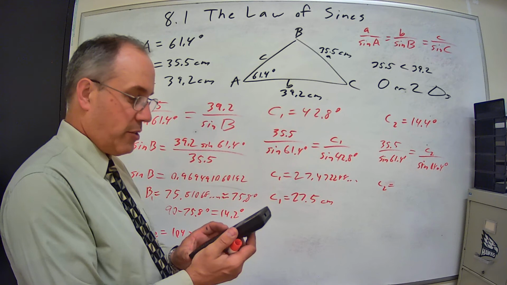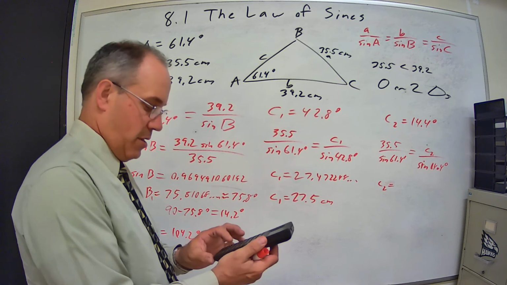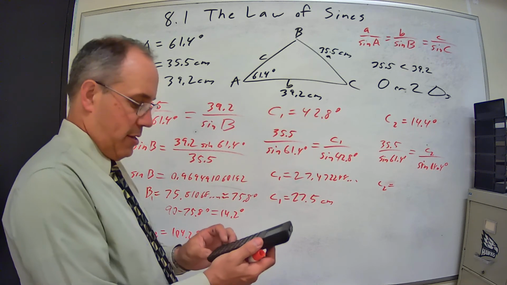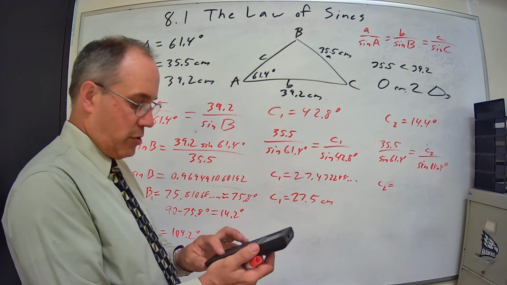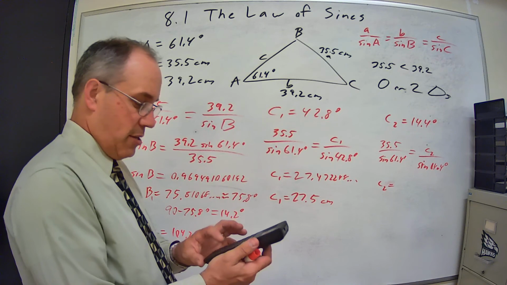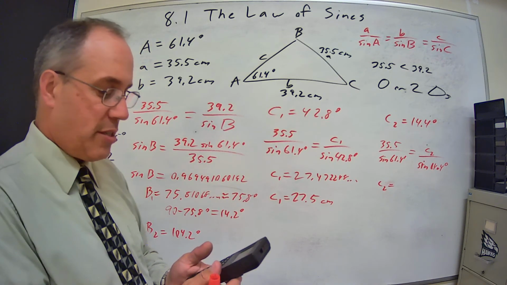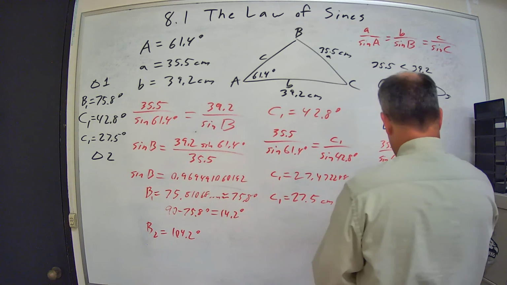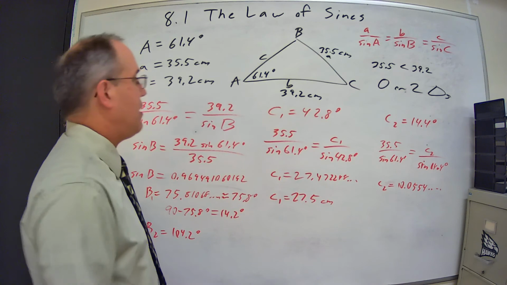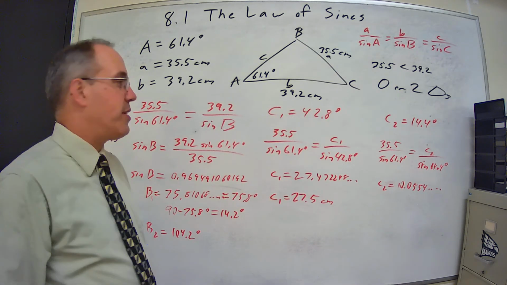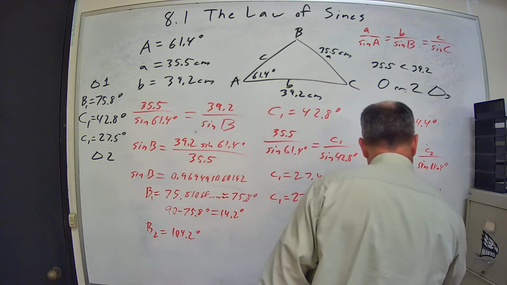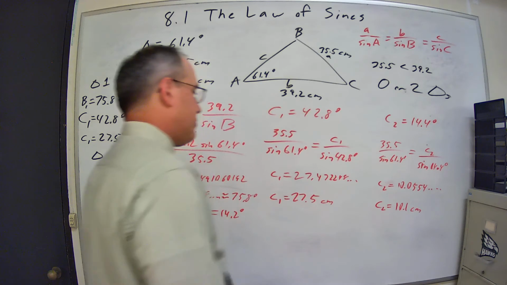which is approximately 0.2487. Multiplying together, we get 8.83 approximately. Divide by the sine of 61.4, the sine of that is approximately 0.878. So when we divide by that, we get 10.0554... Again, our original measurements were to the nearest tenth. So I'm going to round this to the nearest tenth. C sub 2 is equal to 10.1 centimeters.